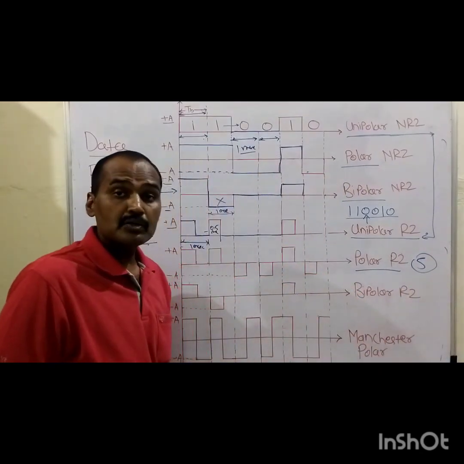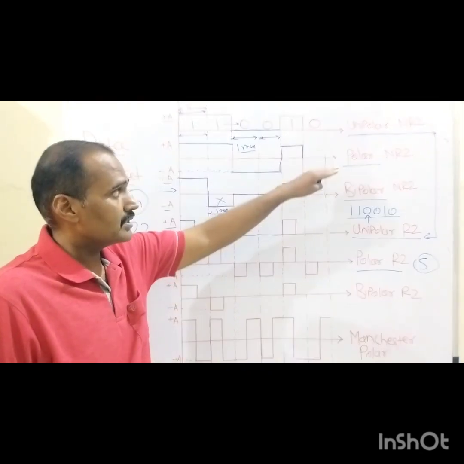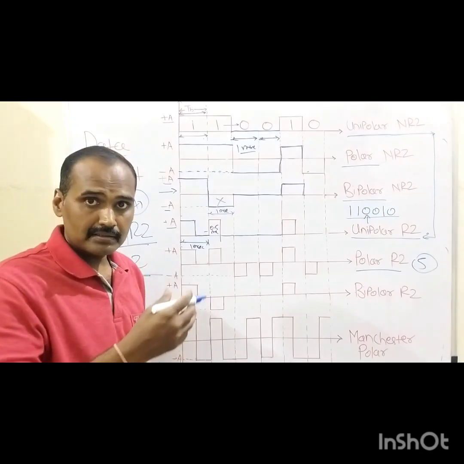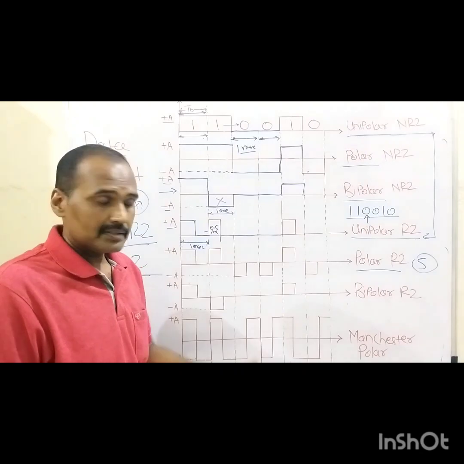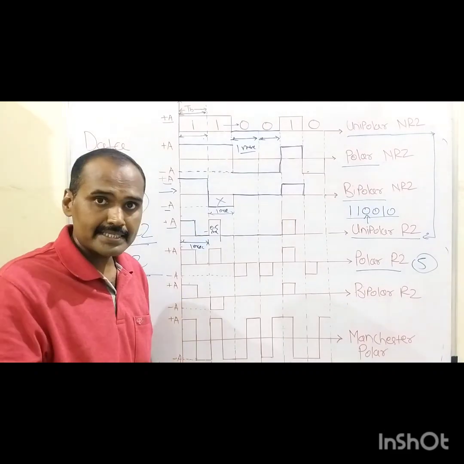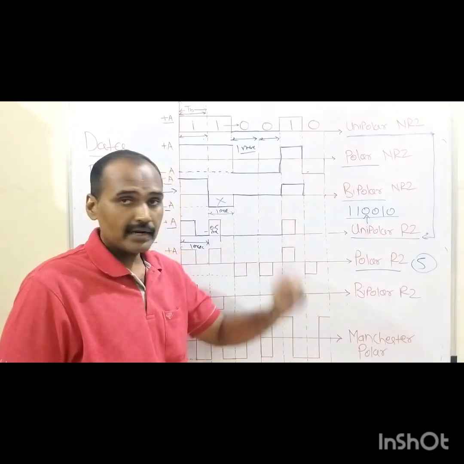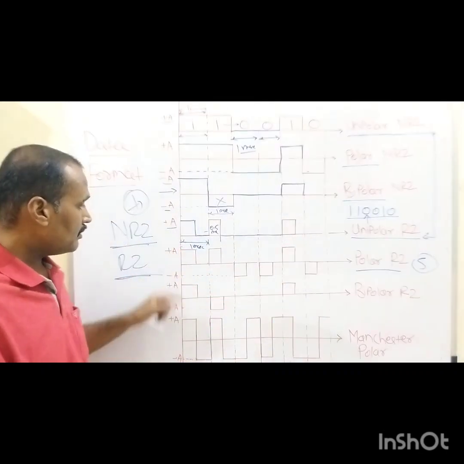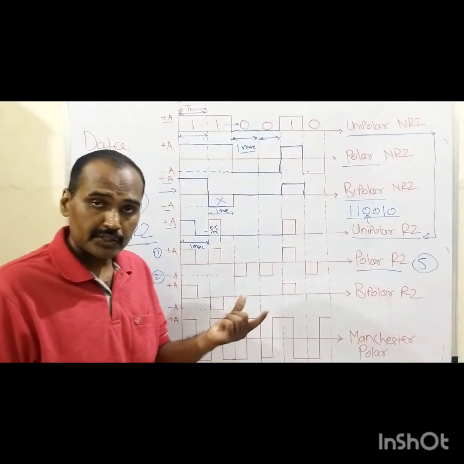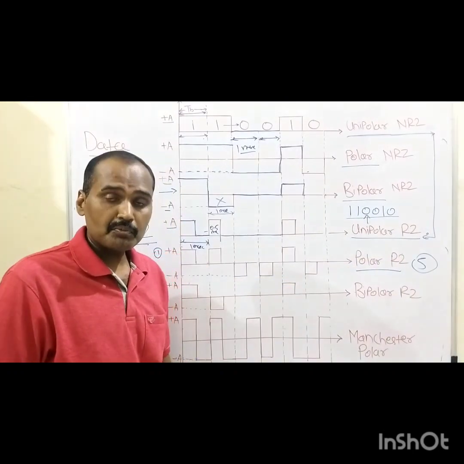The polar return to zero type of symbol sequence. When we compare this polar RZ symbol sequence with the polar NRZ type of symbol sequence, then we will come to know that there is one similarity between these two symbol sequences. That similarity is nothing but what? As it is a polar type of symbol sequence, whether it is RZ or NRZ, we always have two different voltage levels, plus A volt and minus A volt, which are used to represent binary 1 as well as binary 0. But this is the RZ type of symbol sequence.